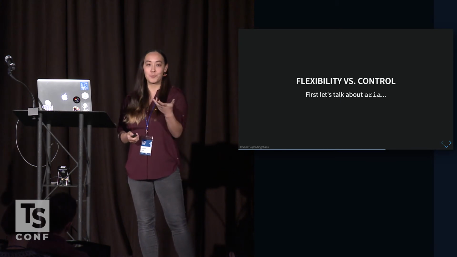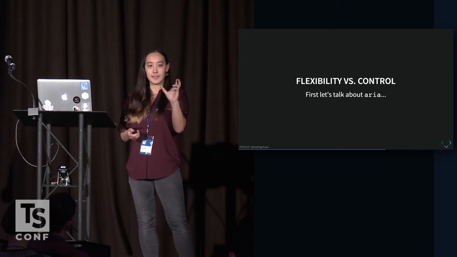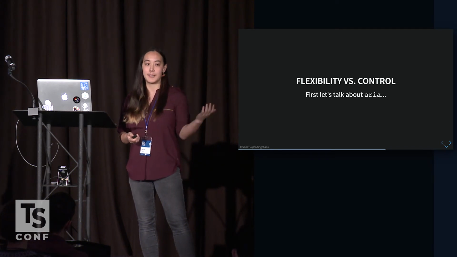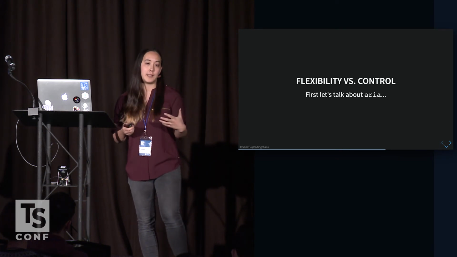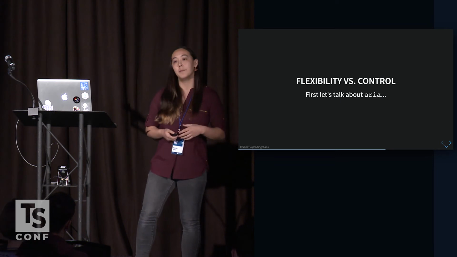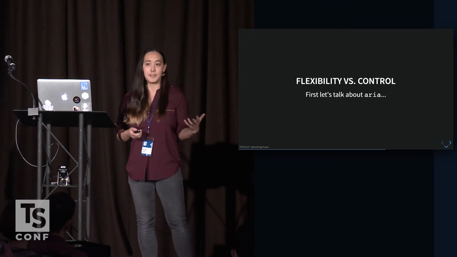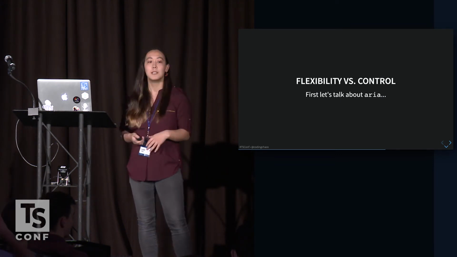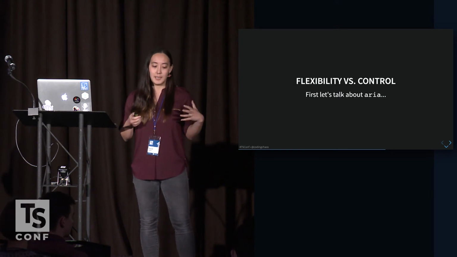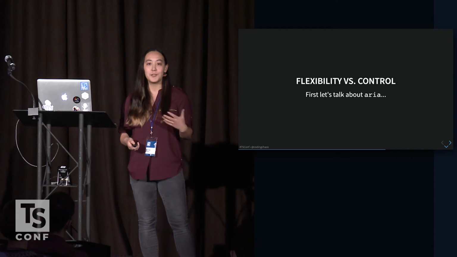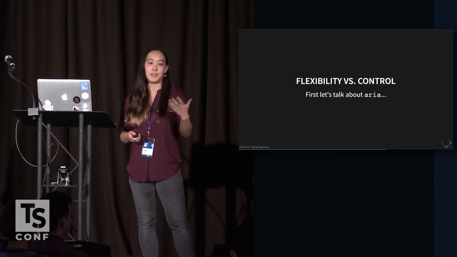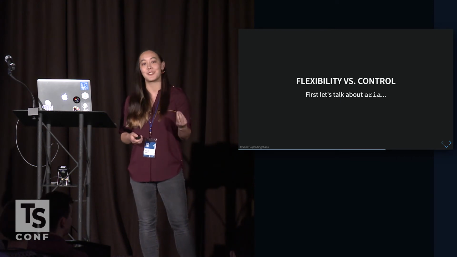And aria is this really weird mix. If you're not aware of what it is, or if you've only heard about it, it stands for Accessible Rich Internet Applications. It's a set of attributes that add semantic meaning to your DOM. This is really important for assistive tech, but it's often invisible, and it's very broad.